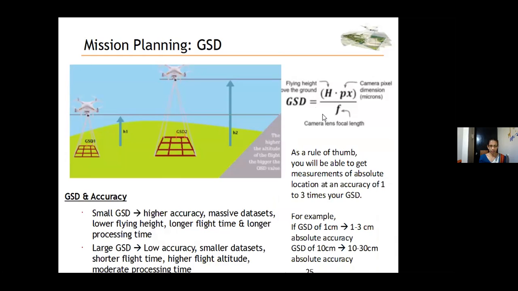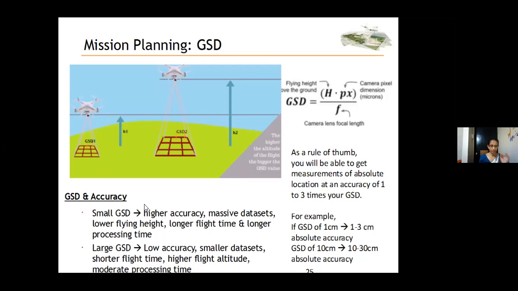This is the general formula to calculate GSD. It is a very simple formula, so that's why I put it here. You can see that GSD depends on camera parameters, that is focal length and pixel size, and on flying height. So remember that the GSD is related to the flying height. The higher the altitude of the flight, the bigger the GSD value, and vice versa.